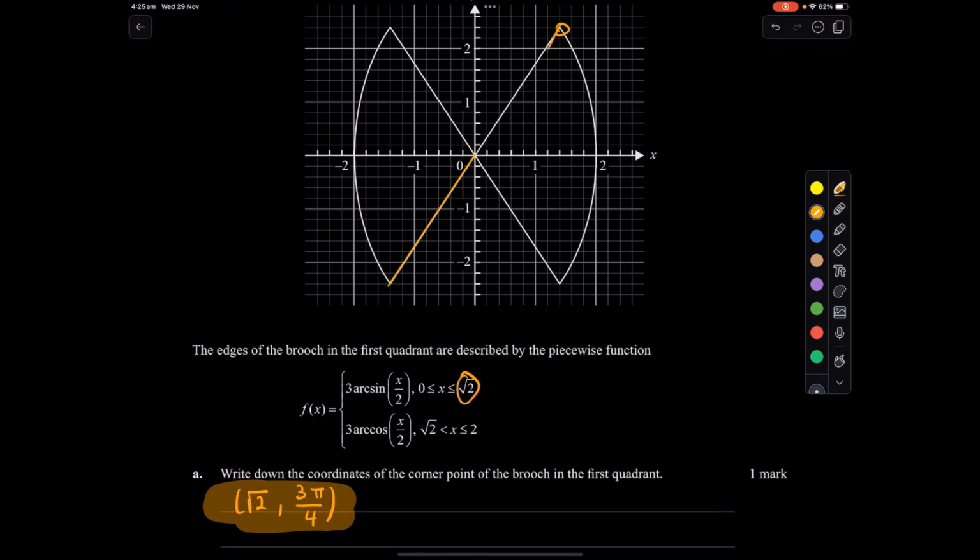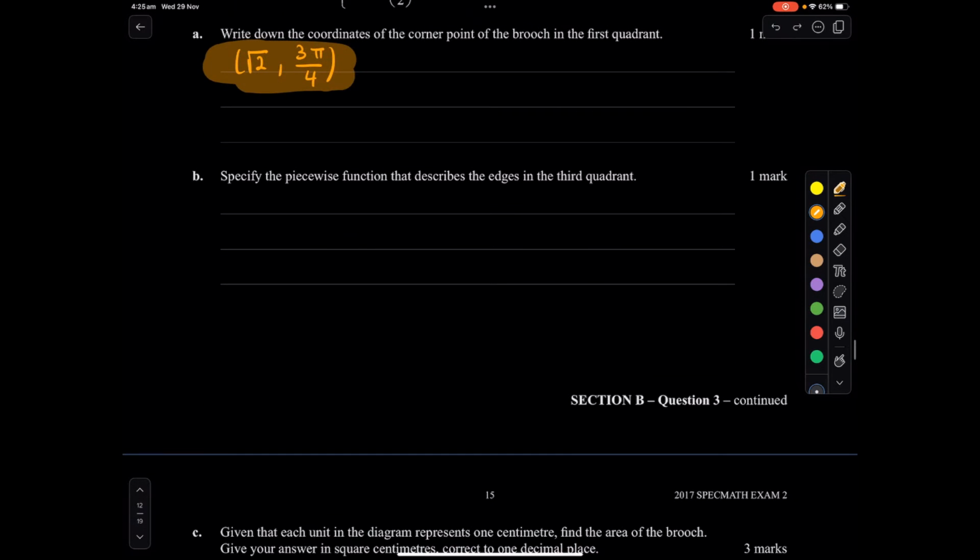Well, if we know that from here to here, this whole function, it's actually just that 3 arc sine x over 2. You know what's happened to it? It's just reflected along the x-axis. So imagine it's reflected along the x-axis, and this is what it becomes. So imagine that. And then it's actually also reflected along the y-axis, and then it becomes this function over here.